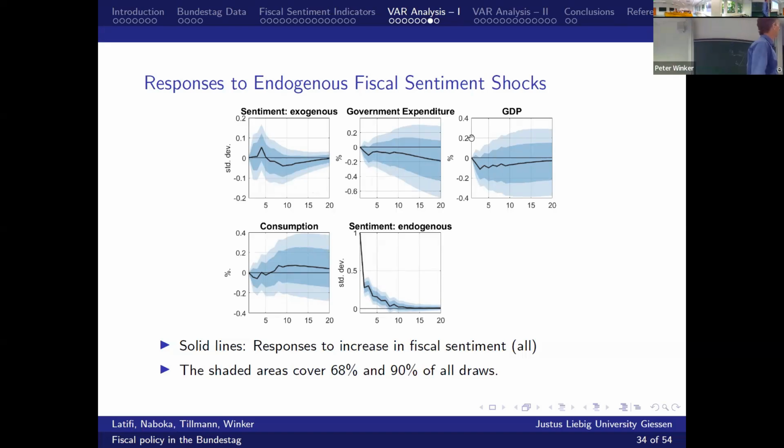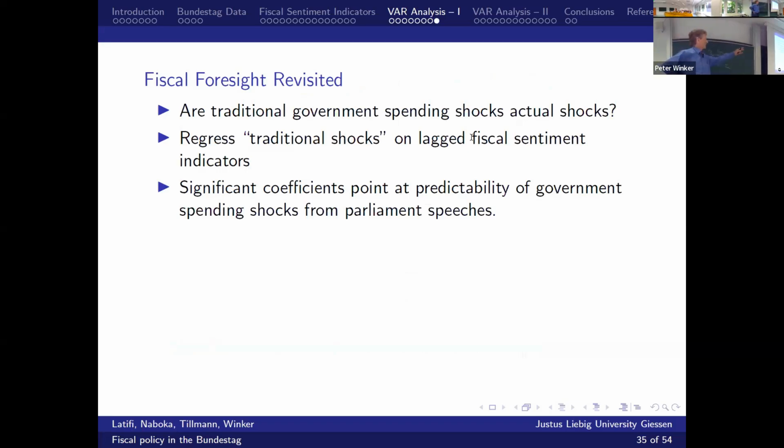Endogenous fiscal sentiment shocks, not much. Everybody knows what's going on, and so nothing really significant. Nothing is significant, I think, here. No, we don't see anything. And so that's the argument I just stated. So we would state that the traditional government spending shocks, which we are used in macroeconomics to consider as fiscal policy shocks, are not, because to some extent we explain them by something we can observe, namely the speeches. So we could guess the traditional shocks from a VAR model on our indicators, and this has explanatory power.